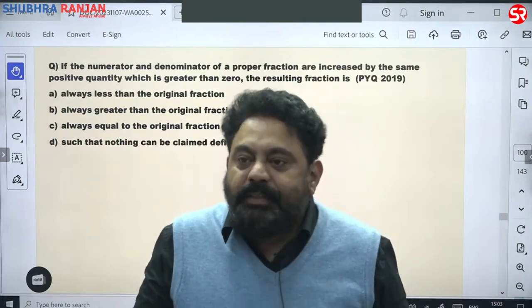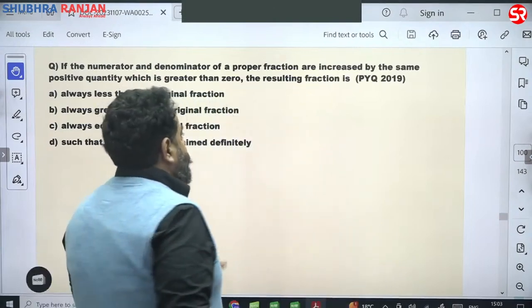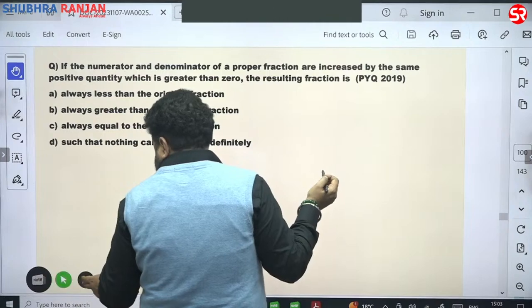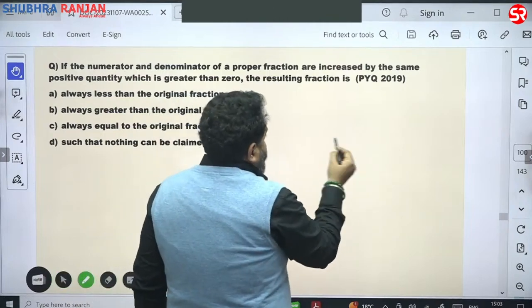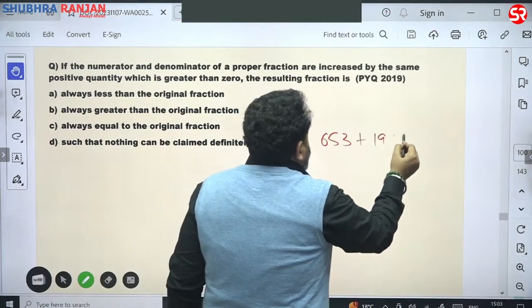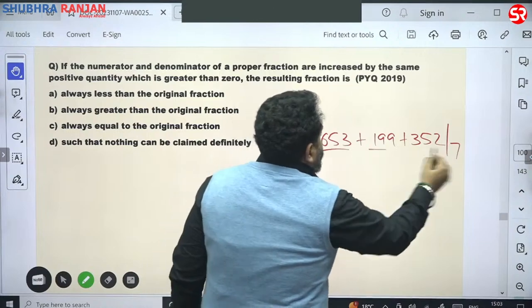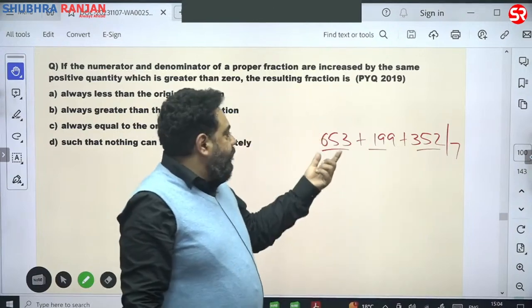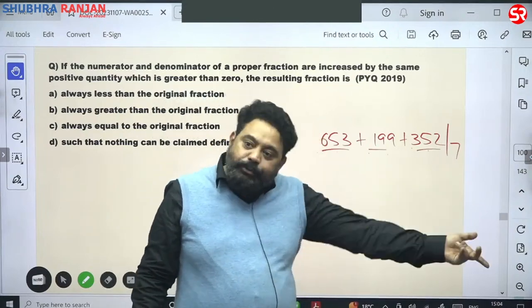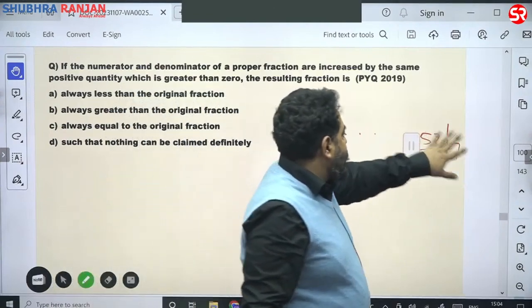Add ho sakta hai na, because the question was given to you +1. See, if you want to divide a number, any number, say 653 plus 191 plus 352 is divided by 7, you can do it separately also. Find the remainder here, here, and here, then add those remainders.